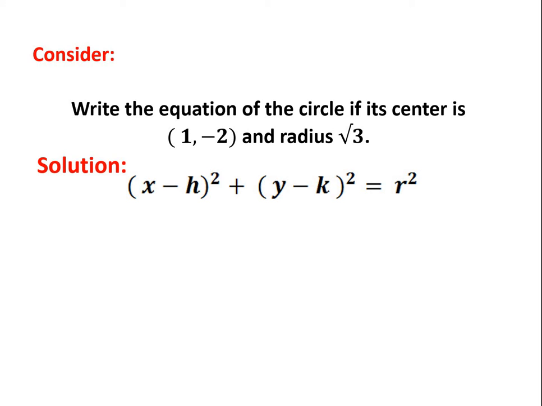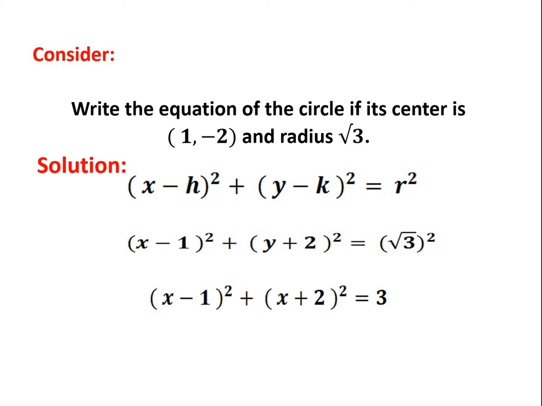Using the standard form of the equation of the circle, we have (x - h) squared plus (y - k) squared equals r squared. And by substitution, we have (x - 1) squared plus (y + 2) squared equals the square root of 3 squared. Then by simplifying further, we have (x - 1) squared plus (y + 2) squared equals 3. So this is it. Let's have example 1.